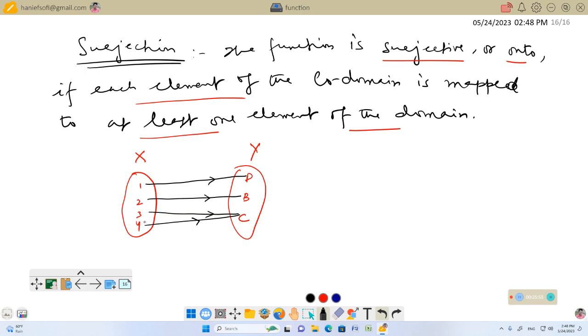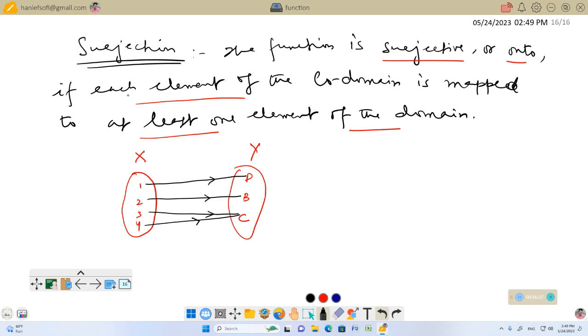But the condition is it should be connected to at least one element of the domain. So C is connected to two elements. C is mapped to two elements in the domain, 3 and 4. So there is no issue because the condition is that all members should be mapped. First, you understand no member of codomain must be left behind. So no member of set Y is left behind.